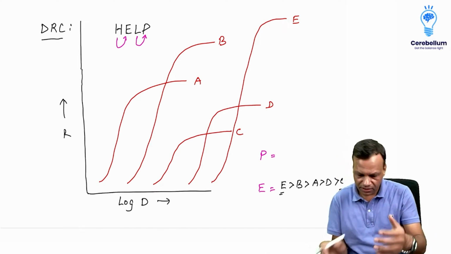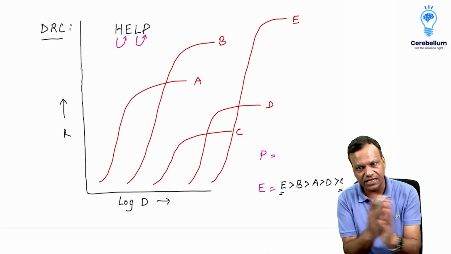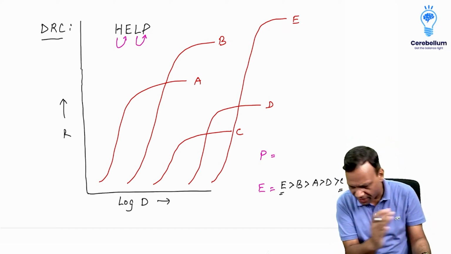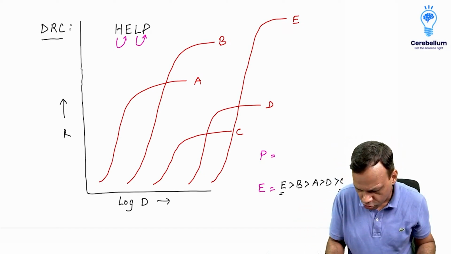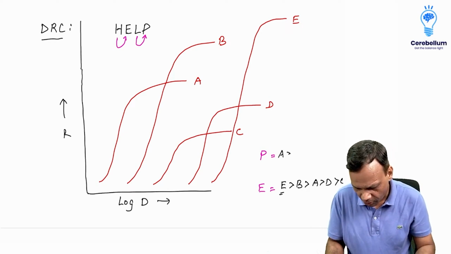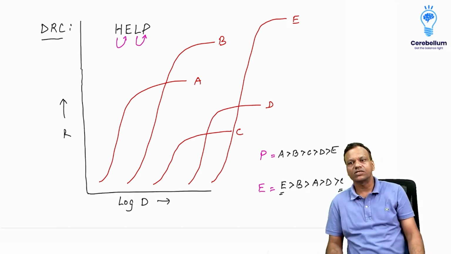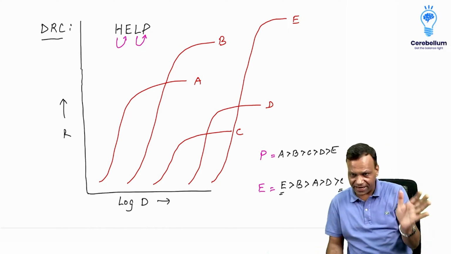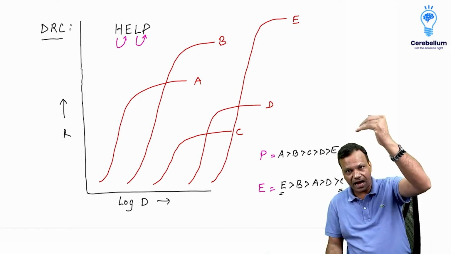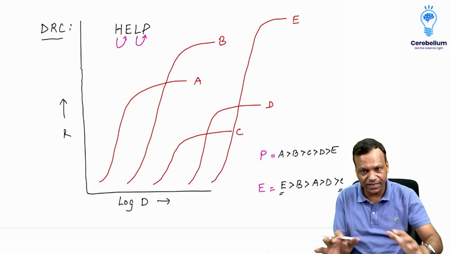Easy one. Then potency: left-sidedness tells about potency. For potency, go from left to right. So the most potent is A, followed by B, then C, then D, and then E. That is the sequence. So potency goes left to right and efficacy goes high to low. You can easily tell about this.